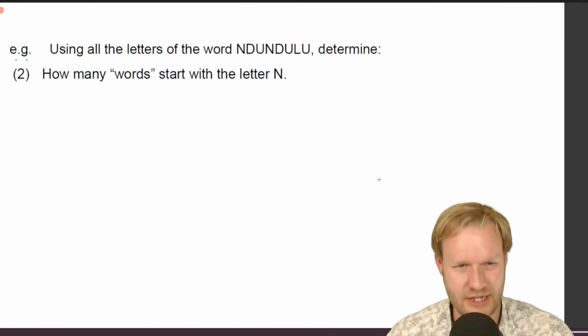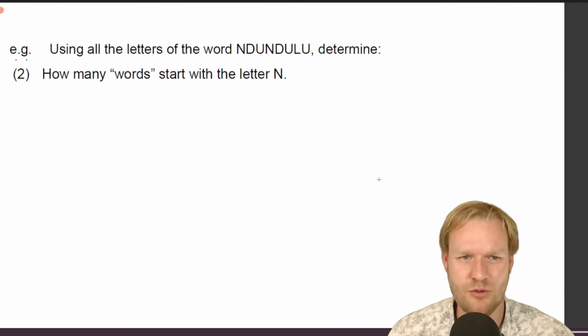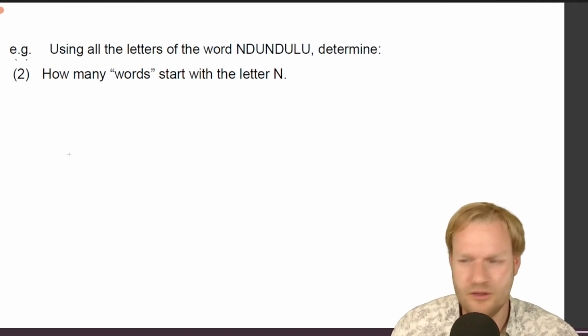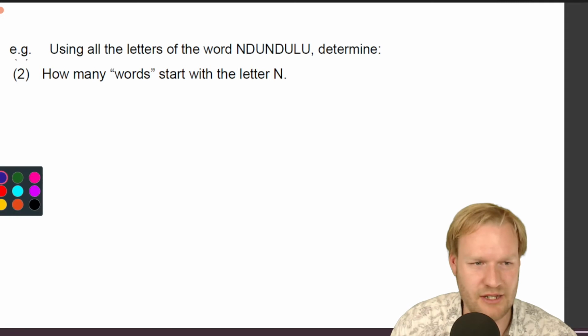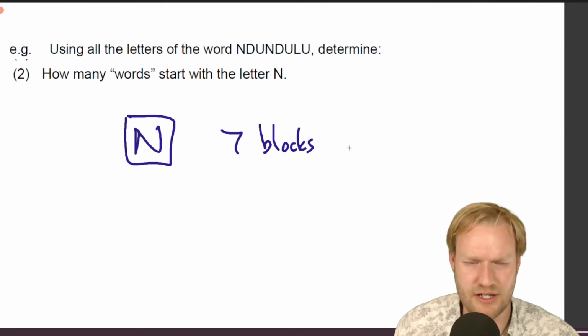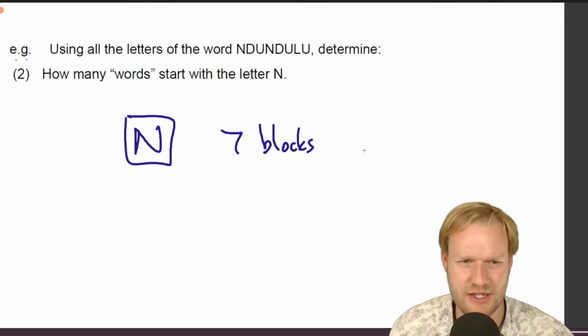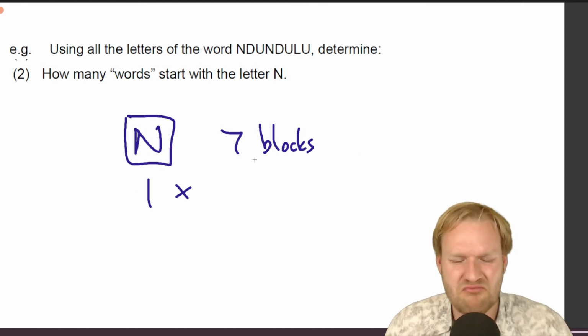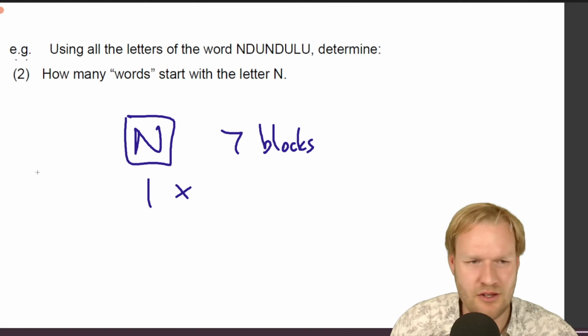Using all the letters, again, the same idea. How many words would start with the letter N? So in this one, if we're starting with the letter N, in terms of our blocks, we've got an N in our first block, and then we've got 7 blocks or letters after that. So I'm not actually going to draw all of the blocks there. I'm going to say, well, there's one way of doing that. So I'm going to multiply by 1. That's not going to change too much. So we don't have to worry too much about that.